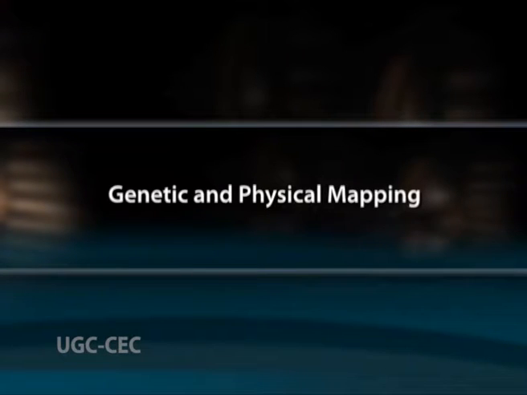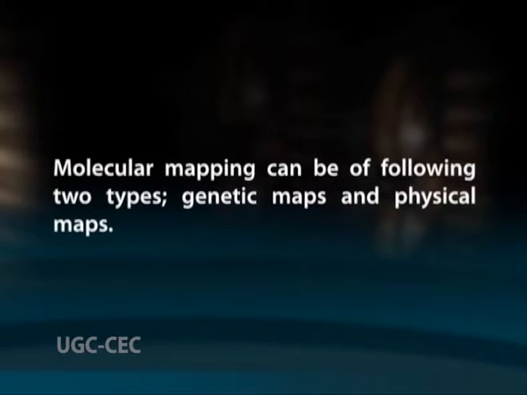Genetic and physical mapping. Gene mapping describes the methods used to identify the locus of a gene and the distances between genes. Genes can be viewed as one special type of genetic markers in the construction of genome maps and map the same way as any other markers. Molecular mapping can be of following two types: genetic maps and physical maps. Both genetic and physical maps provide the likely order of items along a chromosome.